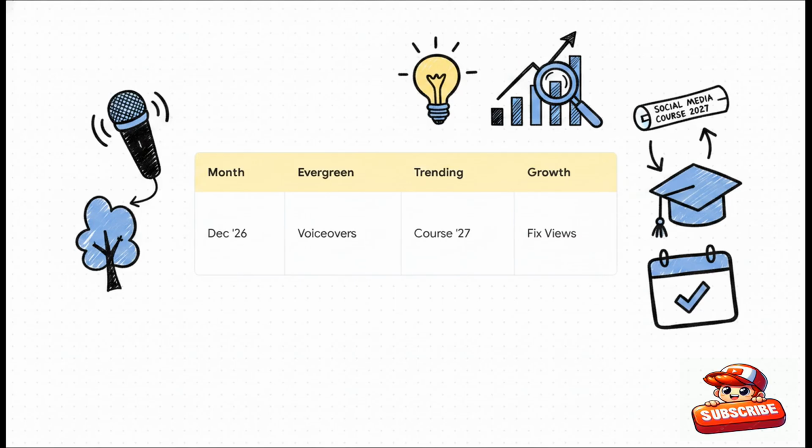Let's talk about the example the source provided for December 2026. The protocol recommended an evergreen video about professional phone voiceovers with a VidIQ score of 79, noting a clear gap in the market for mobile users. But then, for the trending column, it suggested a social media course 2027 video with a score of 83. The reasoning here is genuinely brilliant.